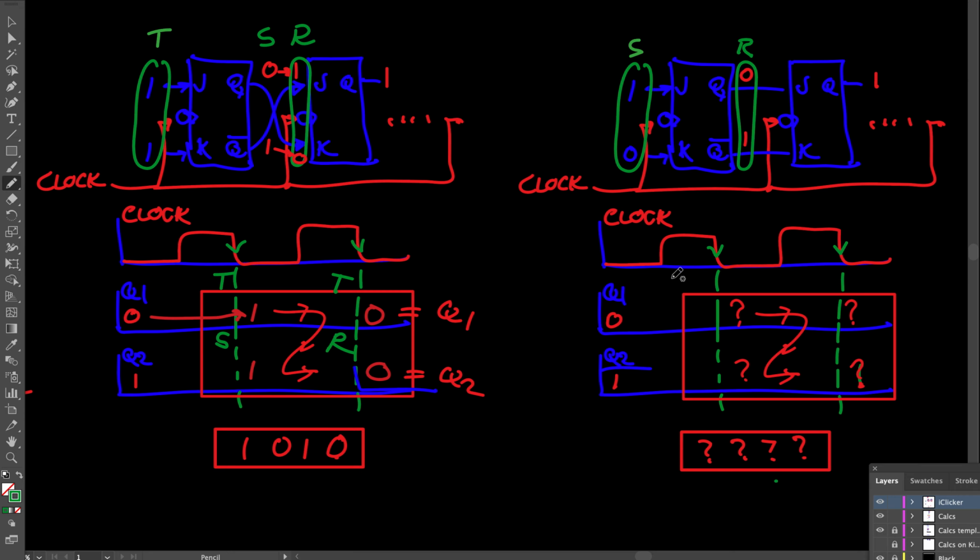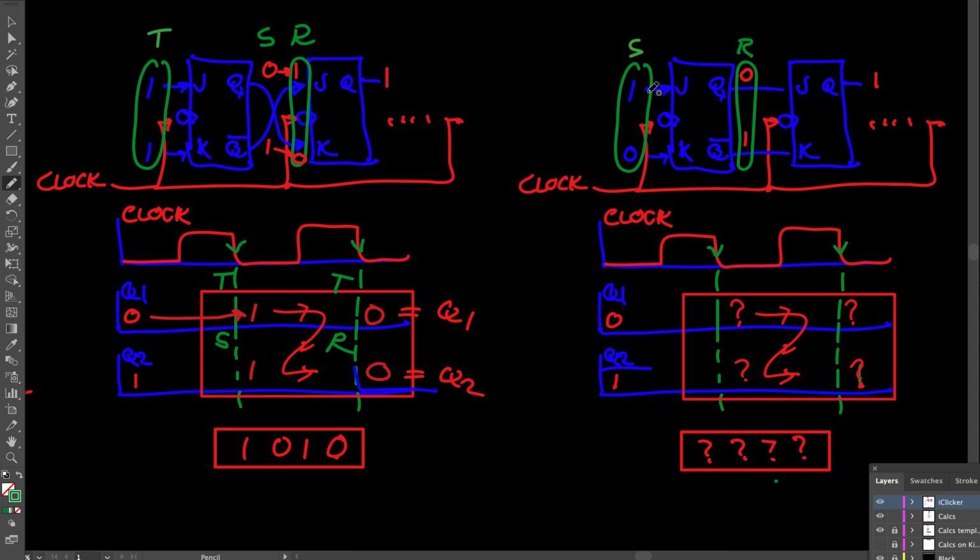Now, I promised you to give you another example of this to work out on an iClicker exercise. In this particular case, I made it a little bit easier. I just straightened out the line so the Q is going directly to the K. We're going to, again, assume initial conditions of the first flip-flop being a 0, as it was here, and the second flip-flop being a 1, as it was here.